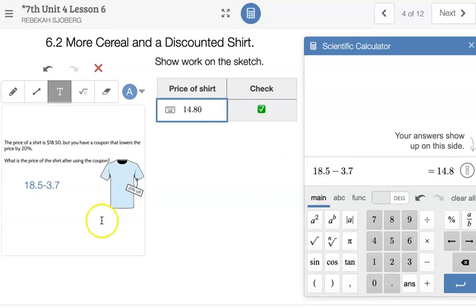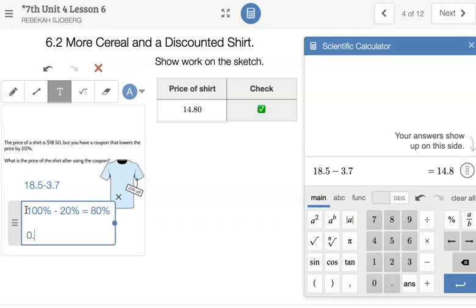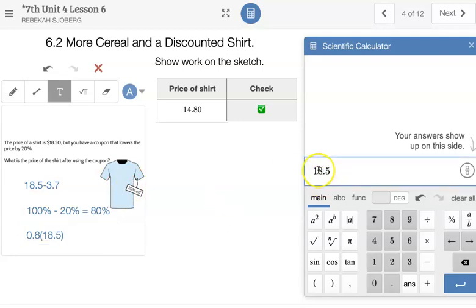I want you to note again, if we notice it was 100% and it took off 20%, you could say something like 100% minus 20% equals 80%. That they're spending 80% of the original, so they're doing 0.8 times that original 18.5. And if you notice that here, I could just do 0.8 times that 18.5, and I also get 14.8. So it's going to be good to be able to go back and forth with these two methods.